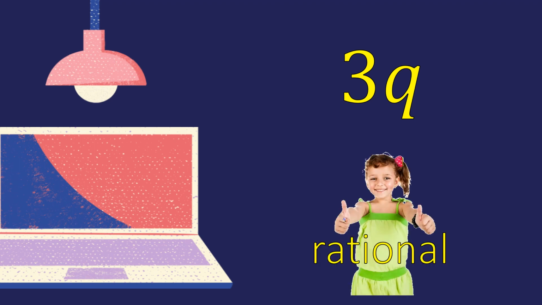This time, let's try to identify if the given expression is rational or not. For our first example, we have 3q. If we are to write that in the form a over b, the numerator is 3q and the denominator is 1. So this given expression is rational.